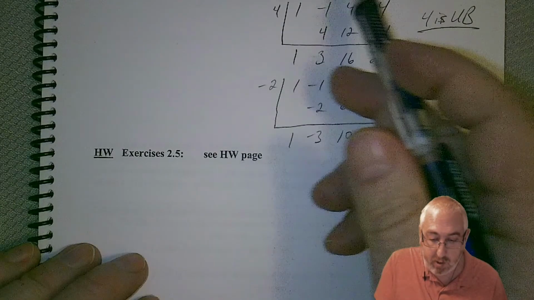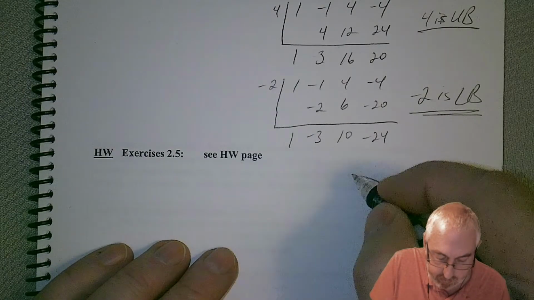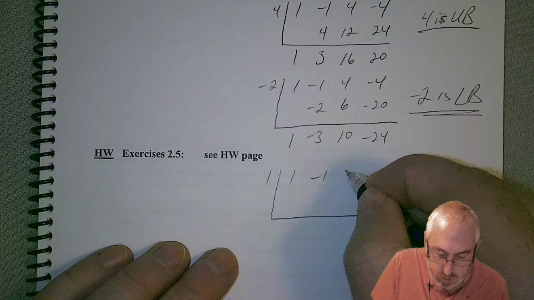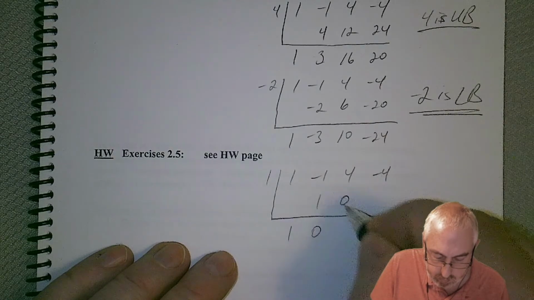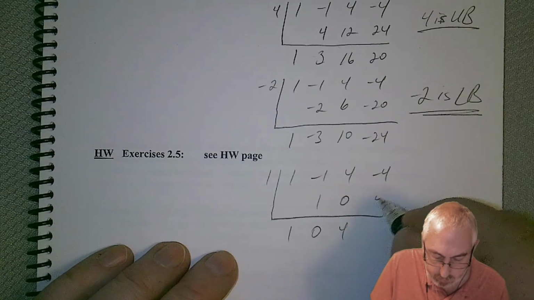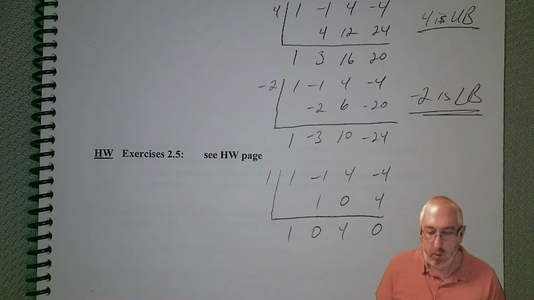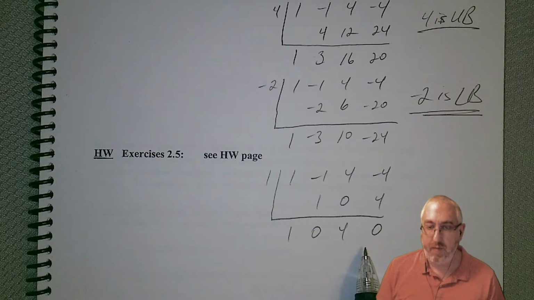Well, we skipped all over the 1s. Maybe 1 is the magic number. I don't know. So 1, 1, 0, 0, 4, 4, 0. Well, look at that. So 1 is a 0 for our polynomial.